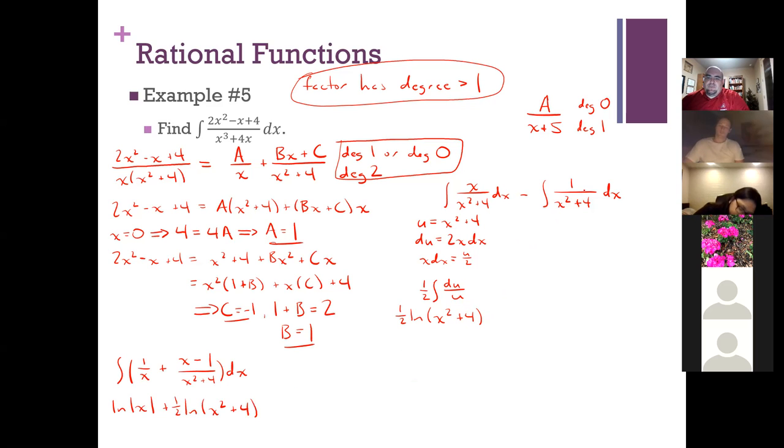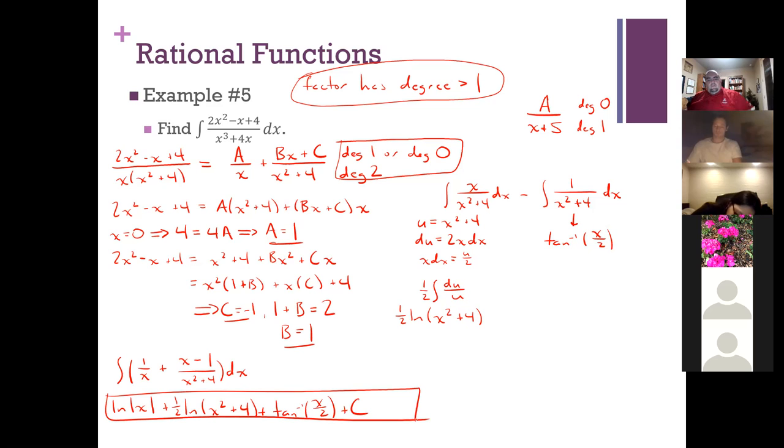And then how do we deal with this last one? Does it look familiar? Tan inverse x by 2. Yep. This is the inverse tangent of x over 2. Any last thoughts on this one?